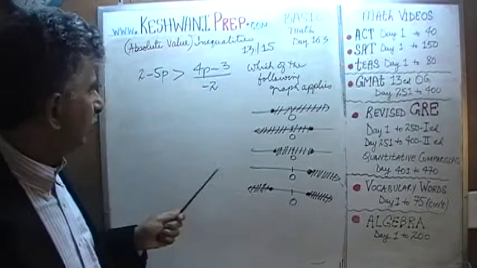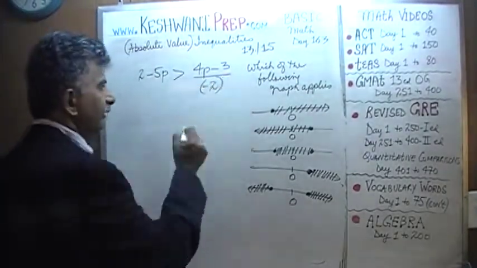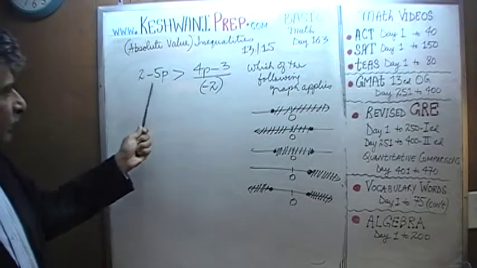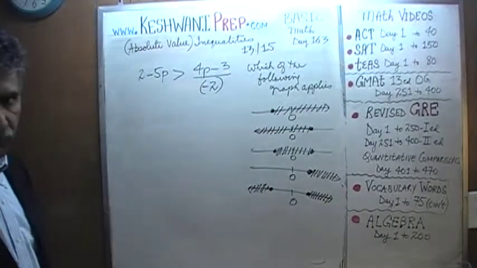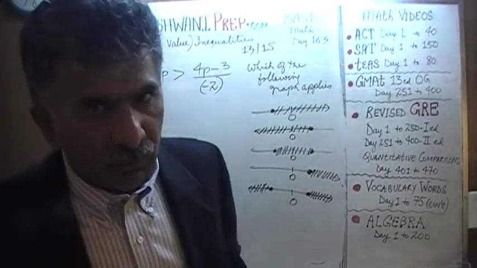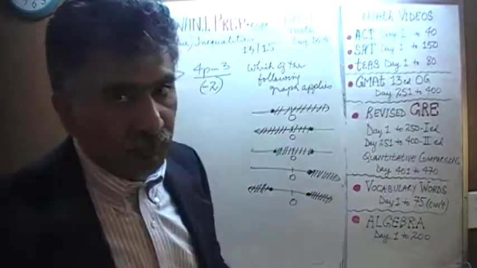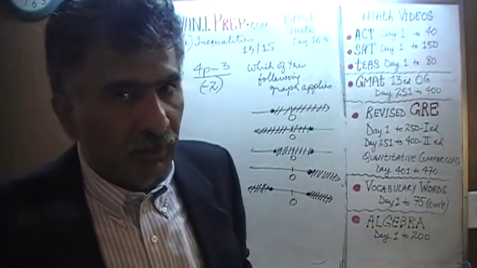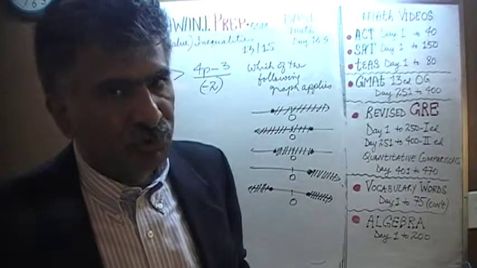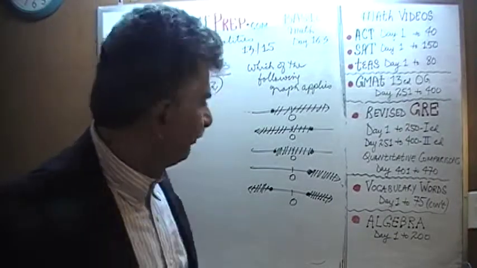On day 162, we learned that the very first thing we want to do is get rid of this denominator at the bottom. The only way we can get rid of this denominator is to multiply both sides of the inequality by negative 2. The problem is that, as we learned yesterday, if we multiply or divide an inequality by a negative number, then we have to remember to switch the direction of the inequality. Otherwise, the inequality will not hold.